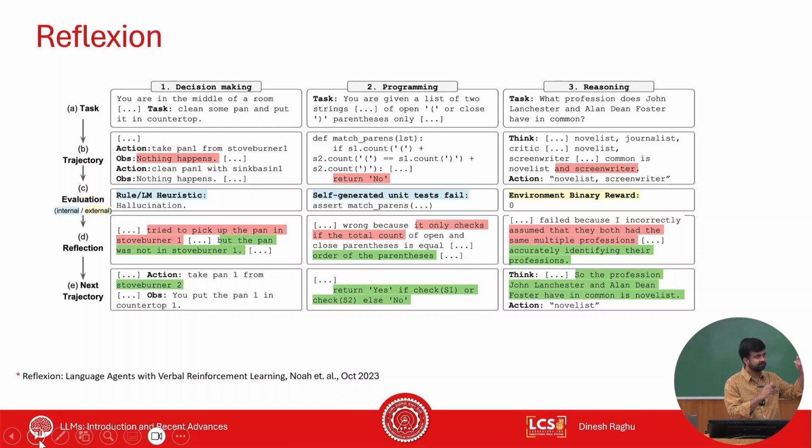So basically the output of the system is fed into a tool. Maybe it could be a heuristic tool, it could be test cases, it could be a binary reward. Get the reward out and now do reflection on top of the output, the trajectory you've taken so far, and the task, right?